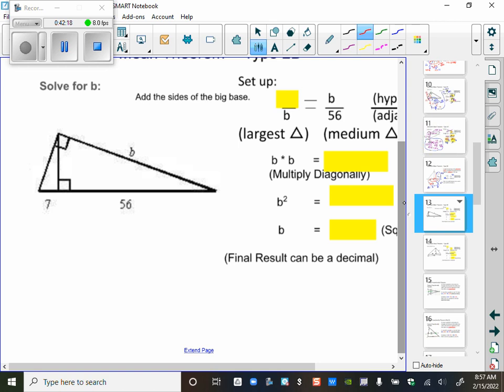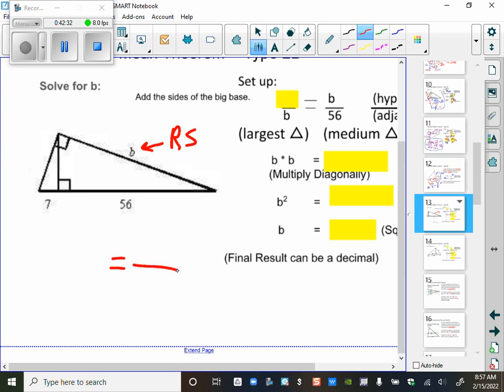Okay. Is this the left or the right slant? This B. Left or right slant? Right slant. Name it RS. Right away, we have our first ratio. So what are we going to put for the first ratio? What's going on top? What's going on the bottom? 56.